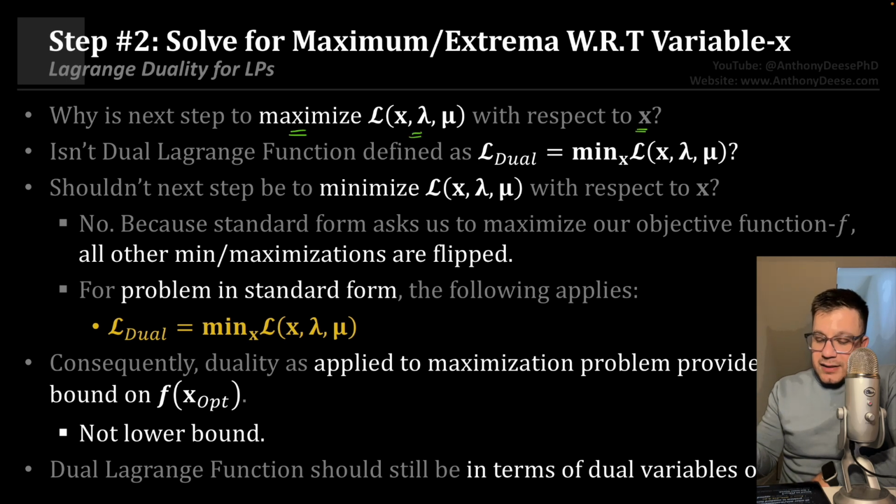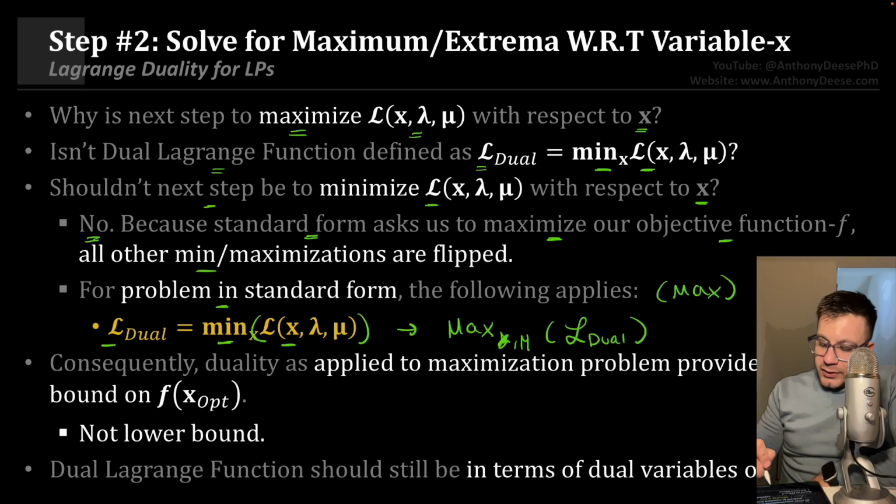Now I'm kind of retreading the same question here. Isn't the dual Lagrange function defined as the minimum with respect to x of the original Lagrange function? Shouldn't the next step be to minimize the Lagrange function with respect to x? And I kind of already answered that. No, because the standard form asks us to maximize our objective function f, and so all the other minimizations and maximizations are flipped. So consequently, duality as applied to maximization problems provides an upper bound on our optimal output of the objective function, not a lower bound.